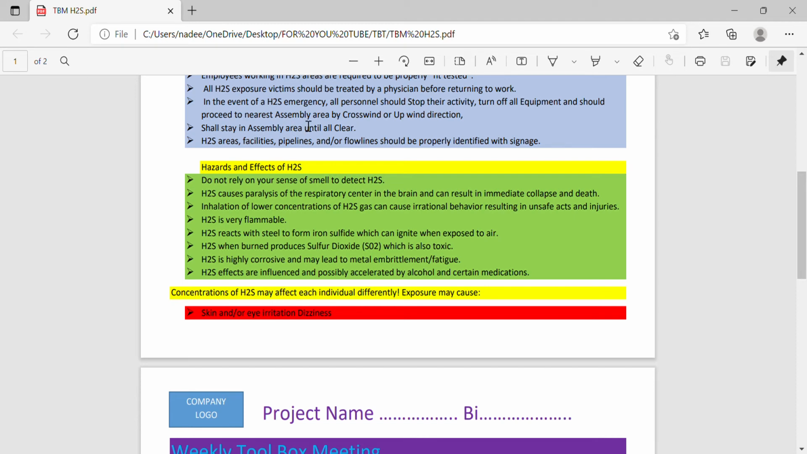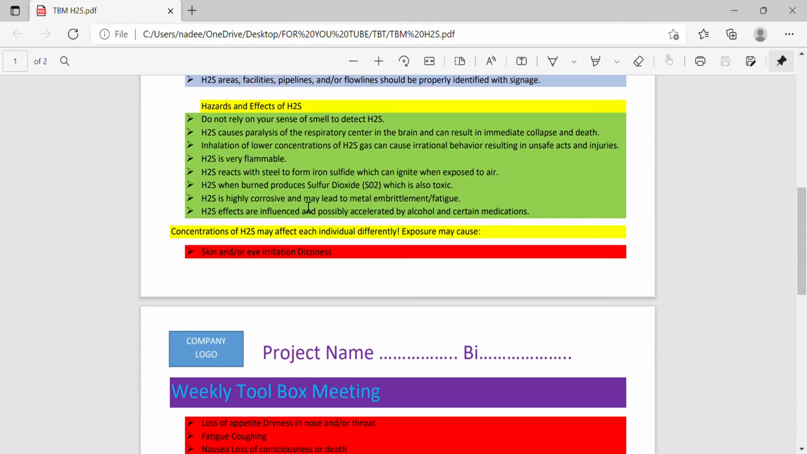So you have to check. If there is no wind sock, then you have to install your own wind socks if you are going to work in the brownfield area. Okay, so stay in the assembly area until all clear. H2S area facility pipelines and flow lines should be properly identified with signages.